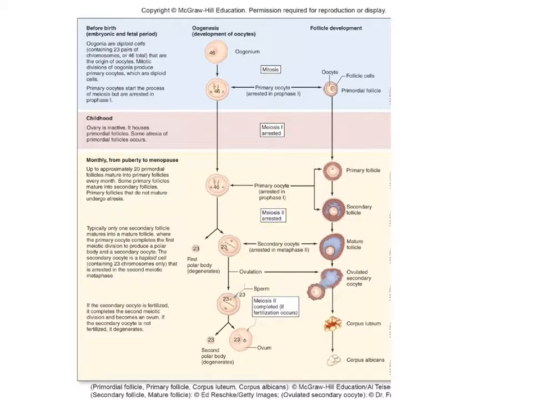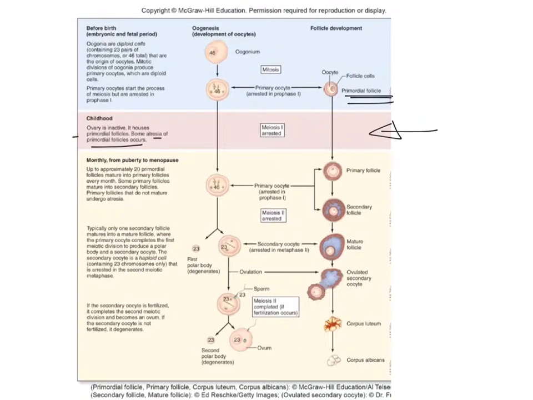Here's a picture showing the whole process. Before birth, we have development of oocytes, and we make these primordial follicles, and that's what we're going to be born with. The oocyte still has 46 chromosomes. During childhood, the ovaries are inactive and have primordial follicles. Some of the primordial follicles go through atresia, so they break down. They're wearing out before you even hit puberty.